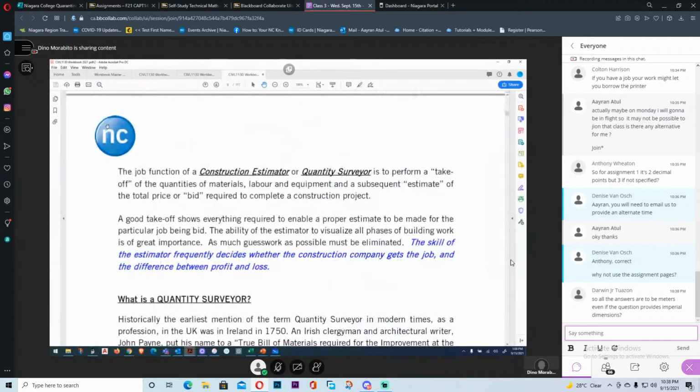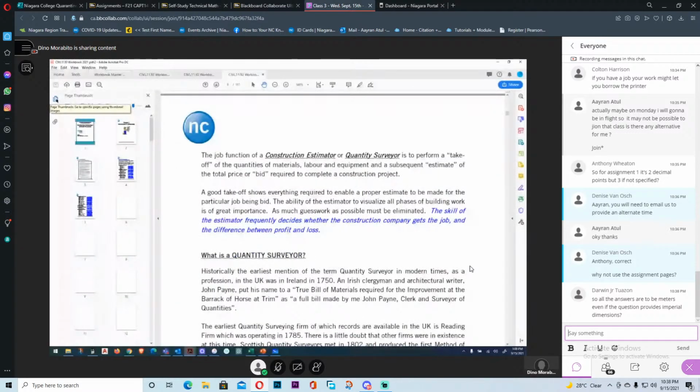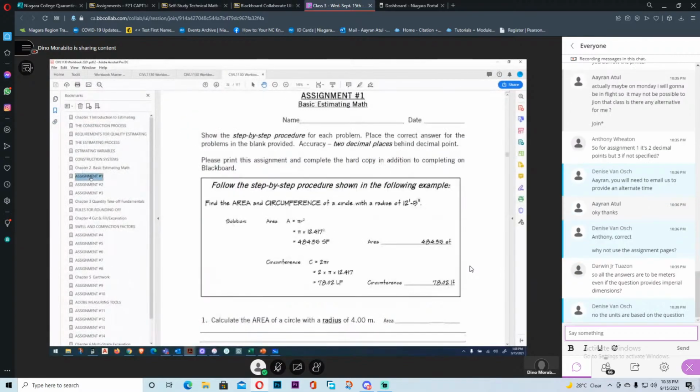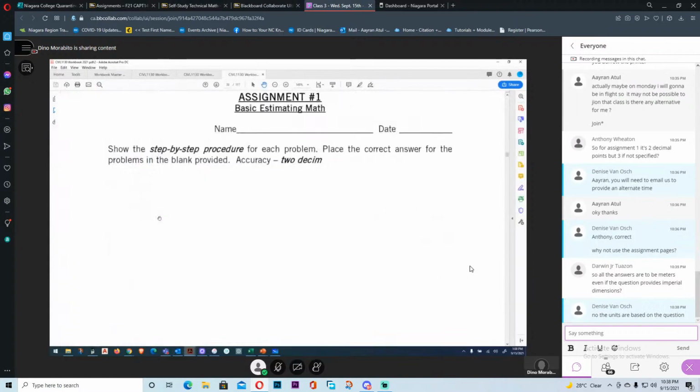Oh, and the other quick way to navigate this is, instead of doing what I'm doing, scrolling down the page, I can come over here to this middle tab, the bookmarks, and say I want assignment 1, and here I am.